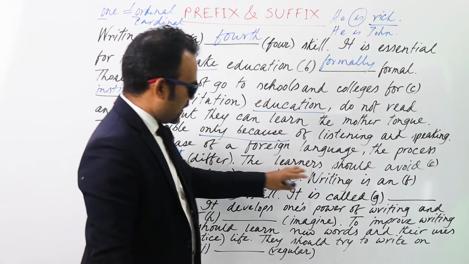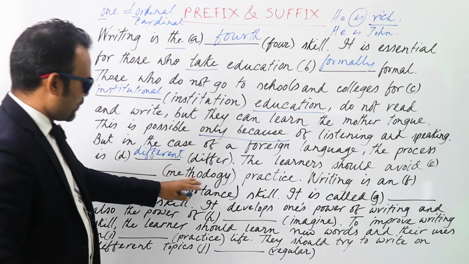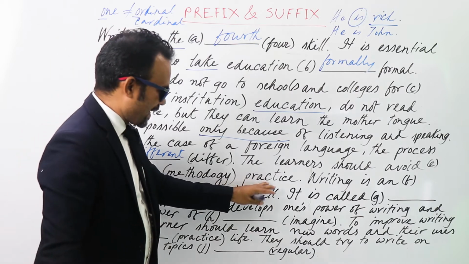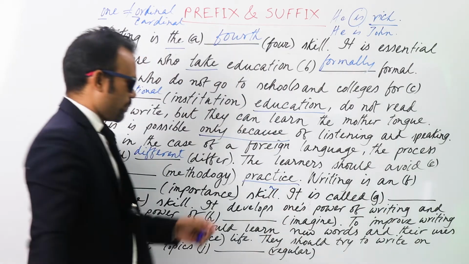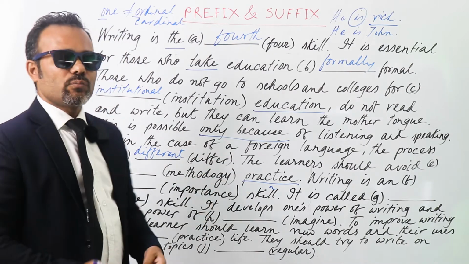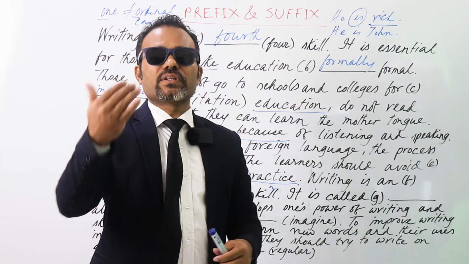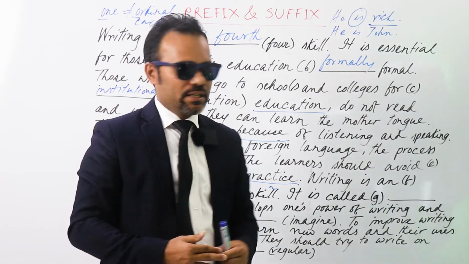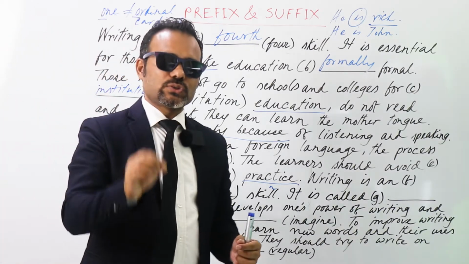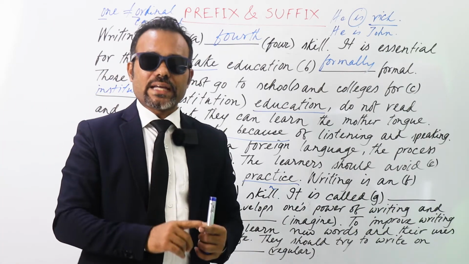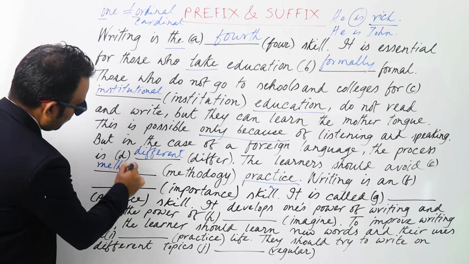Next one, the learners should avoid methodology practice. Now look at this. Practice, this one is a noun. And before the noun, we need what? Can you remember? Yes, before the noun, we need an adjective. So here we have methodology. This is also a noun. So we need an adjective. So we have to write methodological.